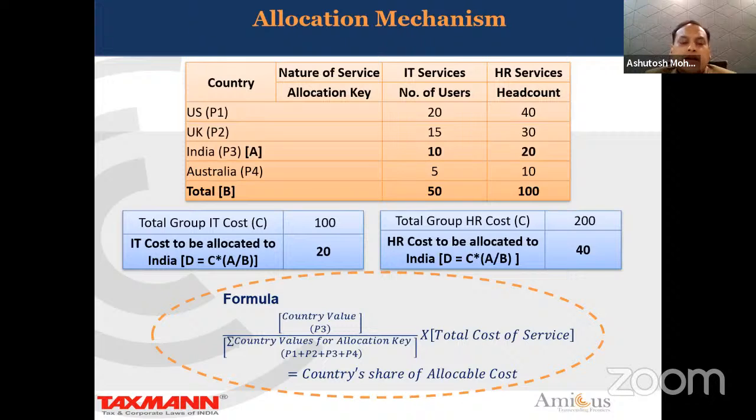It will be very helpful if your management charge agreement, intra-group services agreement, includes in itself a formula like the one which we have shown below, which is nothing but the country value of the allocation key divided by the summation of the country values for the same allocation key, multiplied with the total cost of service. Cost of service is not just the cost, but also a markup. So that will give you the country's share of allocable cost of services for the respective country. Just a simplistic, nothing too complicated about it, just a simple allocation mechanism.